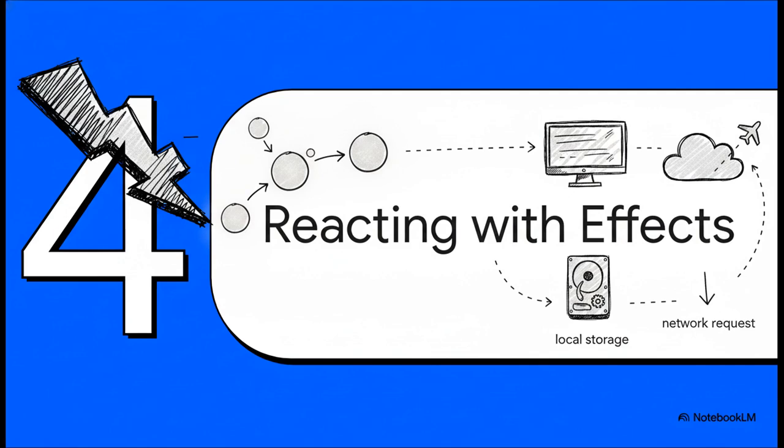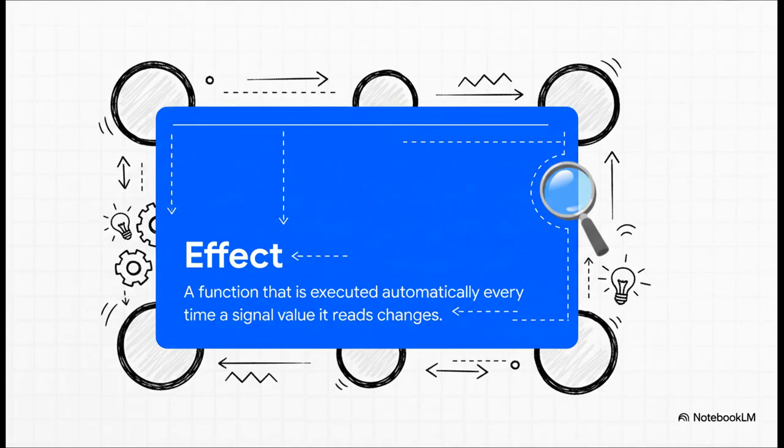But what if you need to do something else when a value changes? Something with a side effect, like logging a value to the console, or maybe making a network request. Well, for that exact scenario, we have effects. An effect is basically a function you define that Angular will run automatically whenever any of the signals you read inside of it change. It's the perfect tool for connecting the reactive world of signals to the outside world.